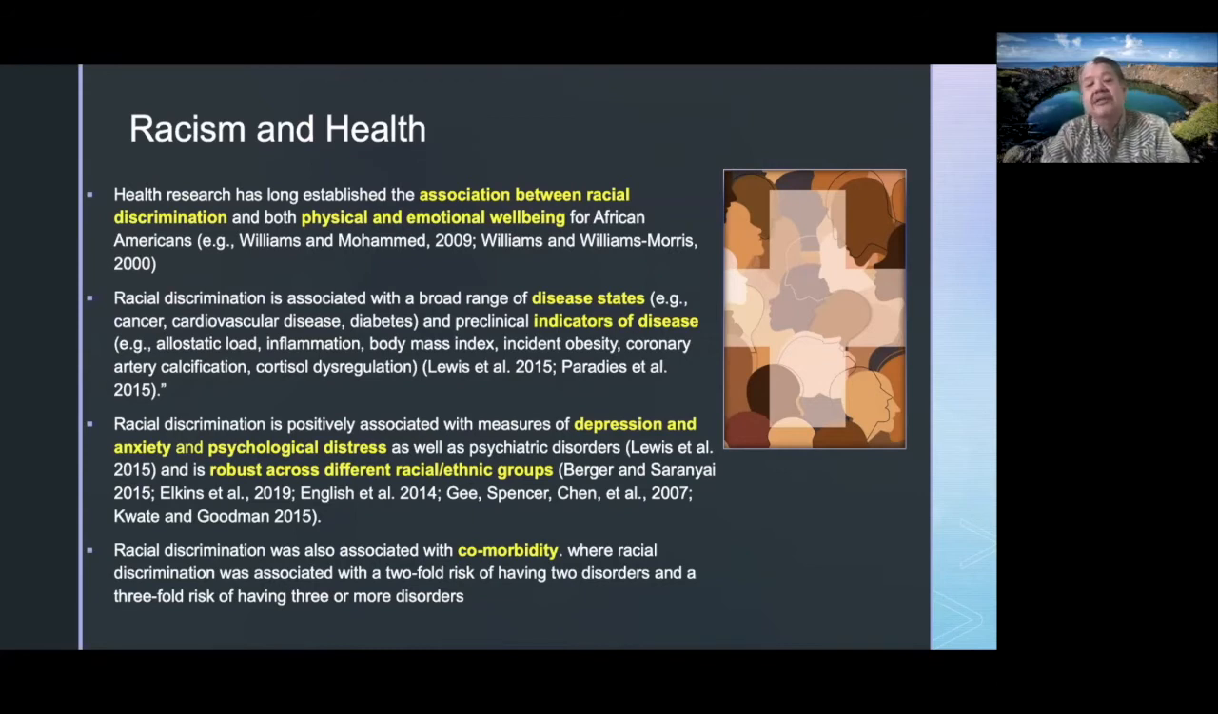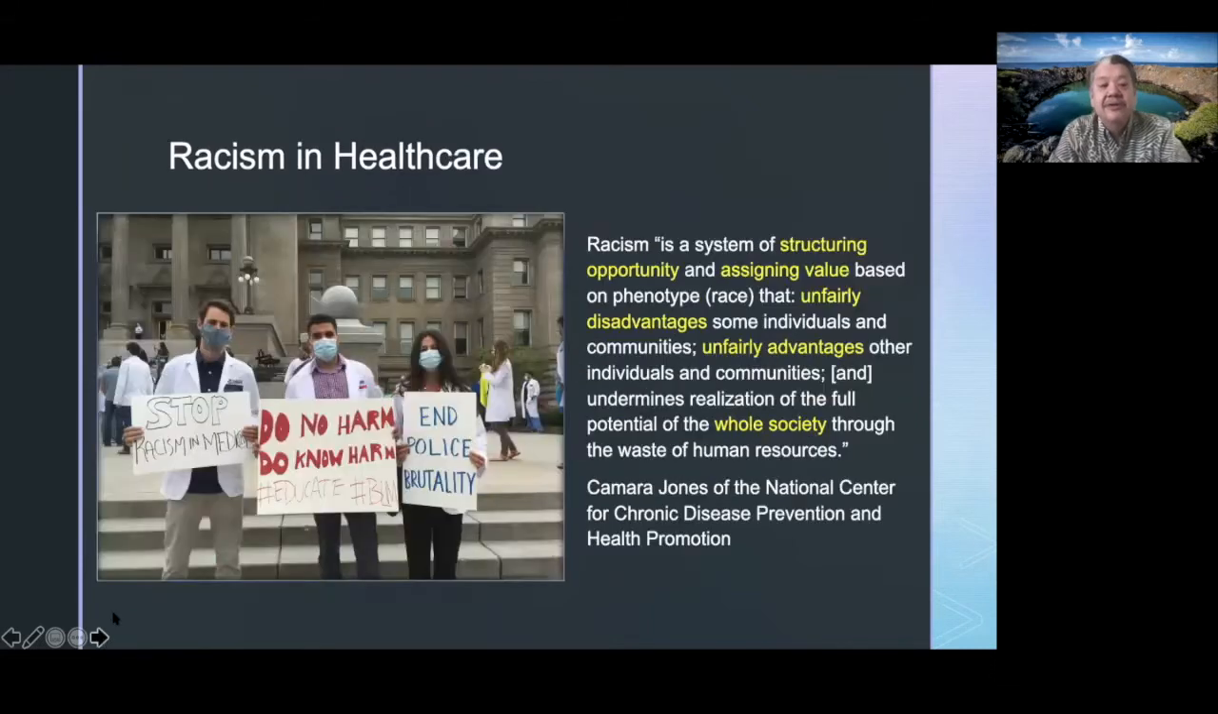Discrimination is also associated with a number of different psychological outcomes, depression and anxiety specifically, and the comorbidity between two or more of these illnesses is much, much higher, in that it is highly associated with racial discrimination. I put this quote here by Camara Jones, who, as many of us know, is of NIH, and has been a huge person in terms of looking at race and health, and particularly healthcare.